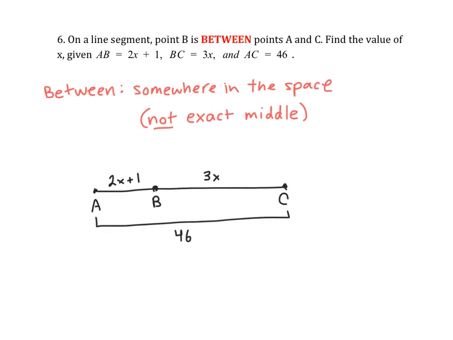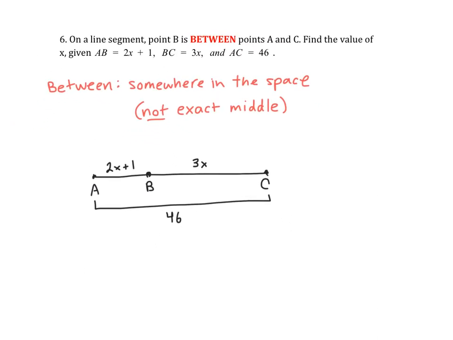This is a scenario where I like to say we can create an equation by doing small part plus small part equals big part. One of my small segments is AB, and the other small segment is BC. If you add up those two segments, you get A to C. So now let's substitute. We know that AB is 2x plus 1. We know that BC is 3x, and we know that AC is 46.